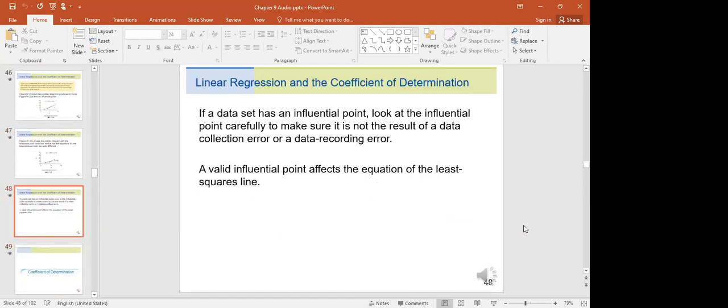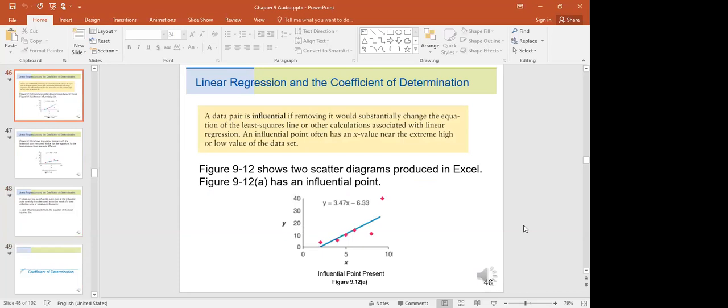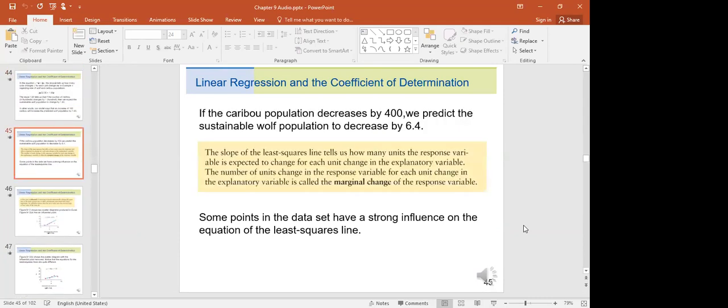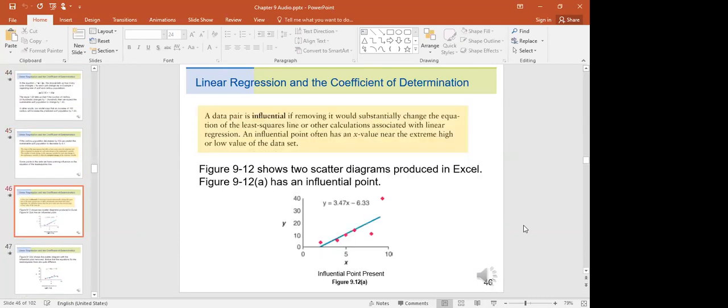The residual is the difference between y and y hat. Y hat is the predicted value based on the regression line. Y is the actual value which we want to estimate using the regression line.